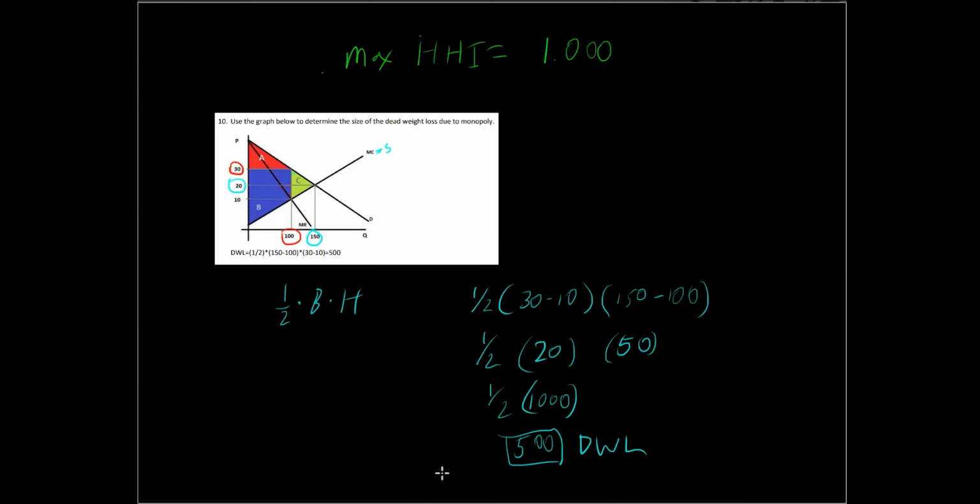All right. Any questions about that one in particular? Right now, maybe I'm missing it. What's the difference between calculating just regular dead weight loss and then dead weight loss due to monopoly? So in the calculation of it, there's nothing different. All that's different is the story we're telling as to why there is a dead weight loss.